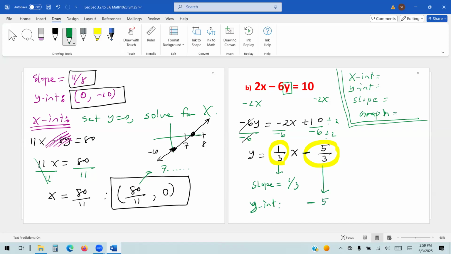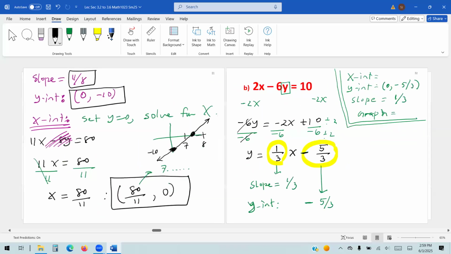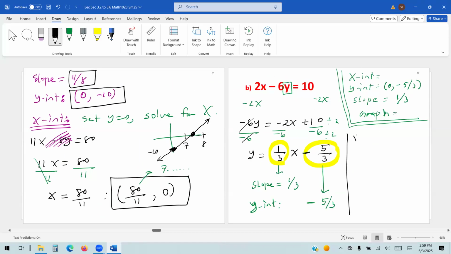Slope is 1/3. Now to find the x-intercept, we don't need the y, so we simply write 2x equals 10 from the original equation. We need to divide by 2, so that gives us x is 5. But we need a point, so it's (5, 0).